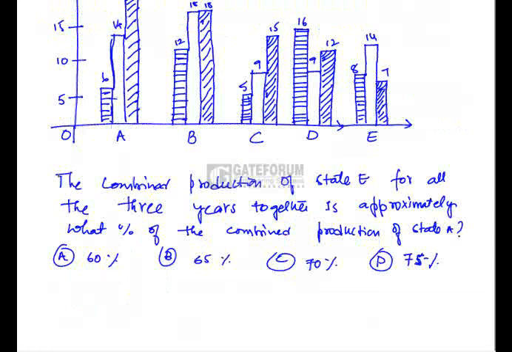He is asking the combined production of state E for all the 3 years together is approximately what percent of the combined production of A. He is asking production of E is what percent of production of A combinedly. Now let us see the production of E, that is combinedly. What is the total production of E here?